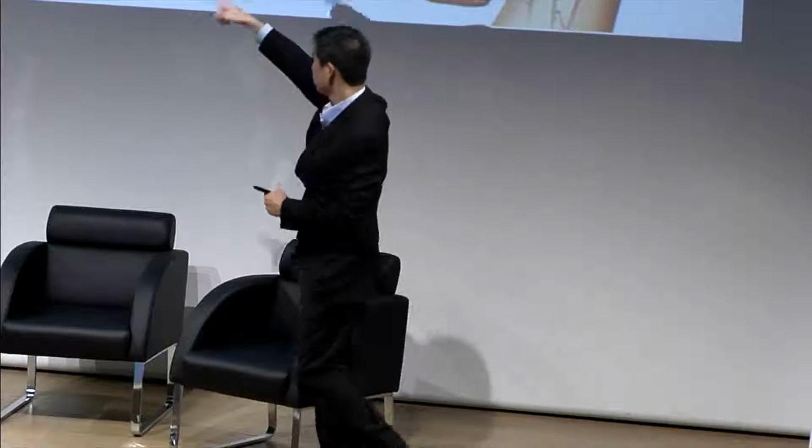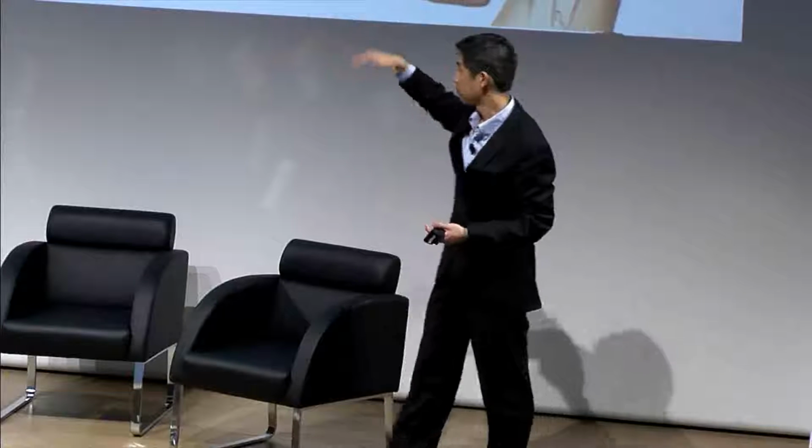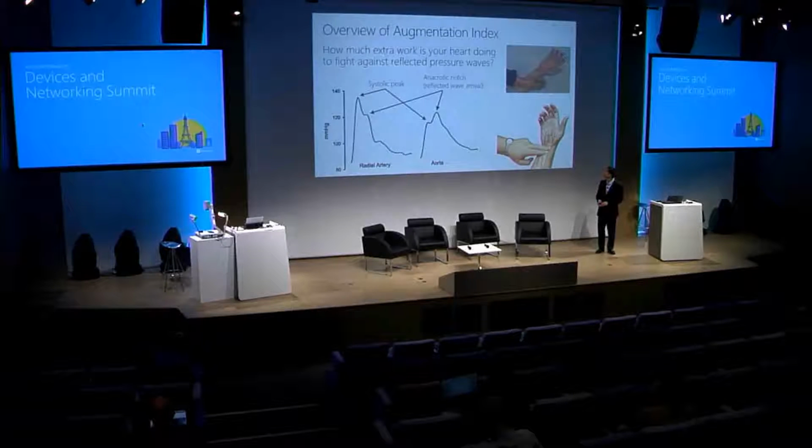And so looking at the full pressure signal at the radial artery and looking at the various characteristics, amplitudes and times within the radial signal, we can derive, again, a good metric of arterial stiffness and the work that the heart is having to do to work against that. Right, and so again, that can be done with a tonometer.